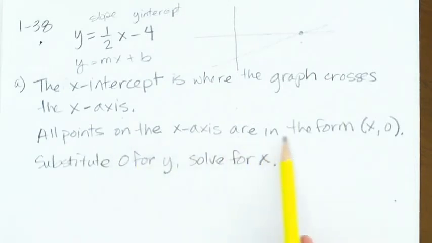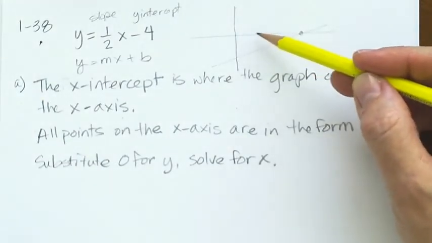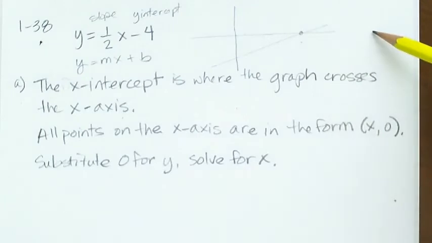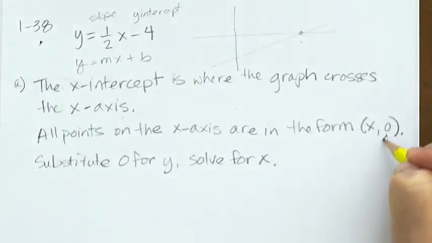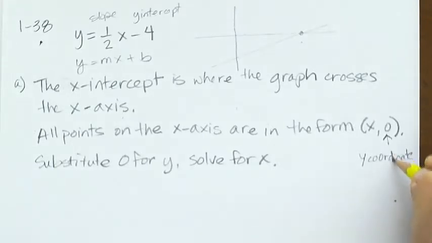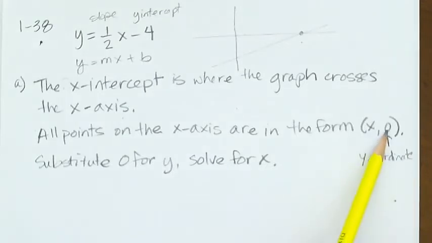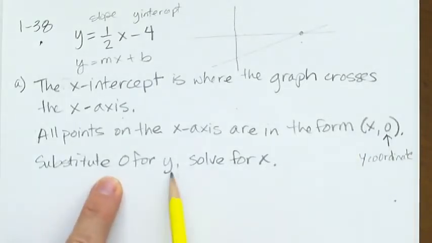So all points on the x-axis are in the form x, 0. There's something, 0. So this is 1, 0, 2, 0, 3, 0, 4, 0, and so on. So that means I know when it crosses the x-axis that the y-coordinate is going to be 0. So I'm going to substitute 0 in the place of y in my original equation and solve for x.